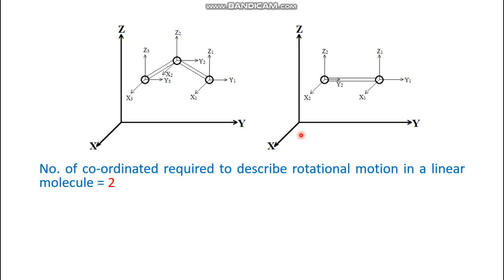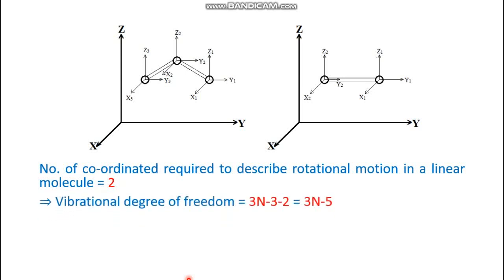But if the molecule is linear in nature, then 1 would be cancelled. In that case, 2 will be the degrees of freedom for rotation. Why? Because suppose this is the linear molecule and it is aligned along the y-axis. So if the y-axis is the axis of rotation, then nothing would be visible along the xz plane. That's why this degree of freedom is cancelled here. Therefore, for a linear molecule, the degrees of freedom is 2, whereas for a non-linear molecule it is 3.